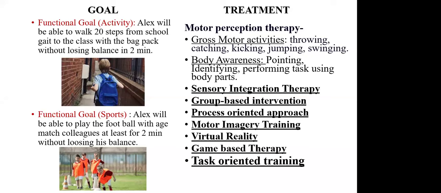Then the process-oriented approach and motor imagery training. These are coming very well into the picture nowadays. The process-oriented approach means the child must understand carefully what is to be done and how it is to be executed. That means whatever therapy we give must be explained to them, whatever activity they have to do and how to do it. And motor imagery is that before performing the task, the child has to tell how they are going to plan, or imagine how they are going to plan the activity, and then perform it.